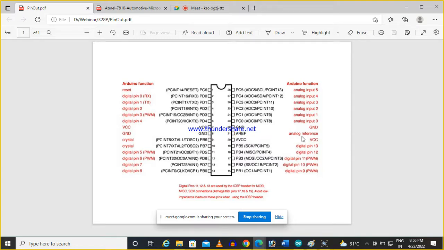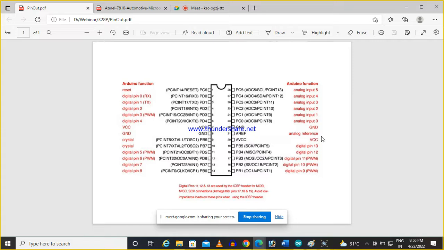So in that analog reference pin, whatever voltage I connect is the reference voltage for the ADC. That means if I select 12 volt, then if 12 volt is coming on that pin, it will give 1023 count. If 6 volt is coming, it will give 512 count. But if I connect 5 volt, and 5 volt is coming on that pin, then it will give 1023 count. If 2.5 volt is coming, it will give 512 count.